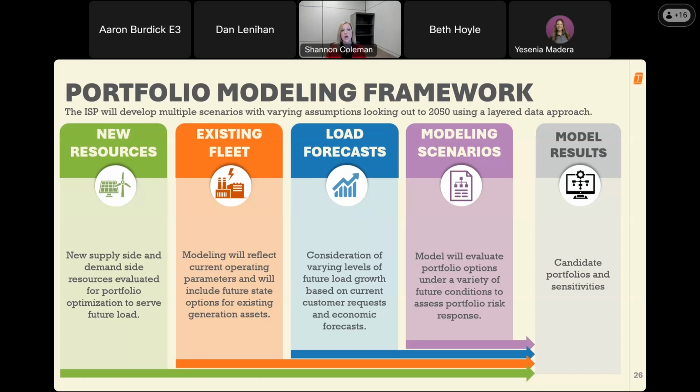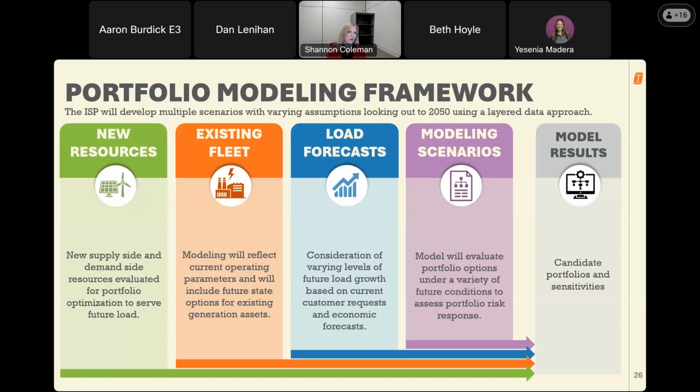So instead, we will model multiple scenarios. The models will ultimately result in a series of what we call candidate portfolios for each of those modeled scenarios. And at that point, we can compare those portfolios and attempt to find commonalities between them and the least risk for system expansion, which will inform our ultimate recommendation.